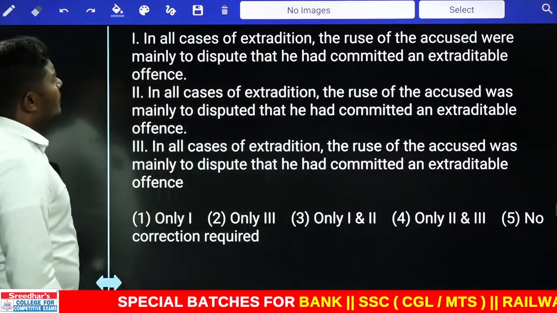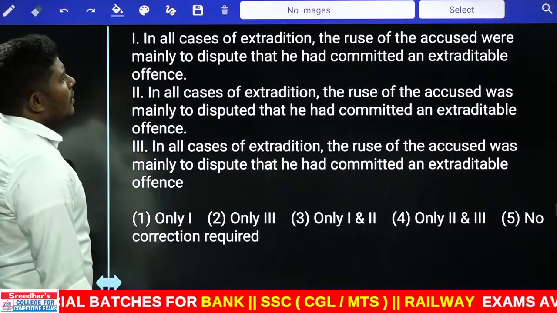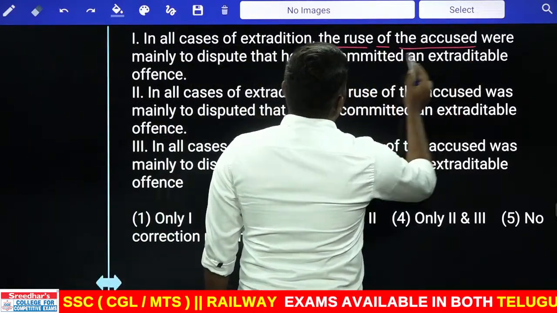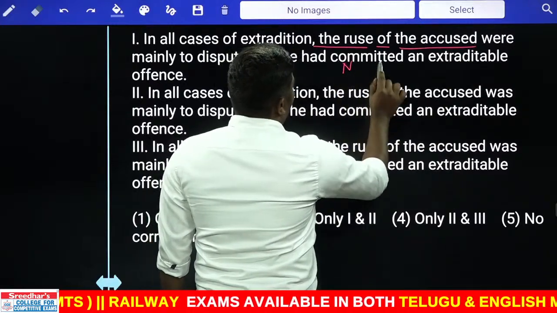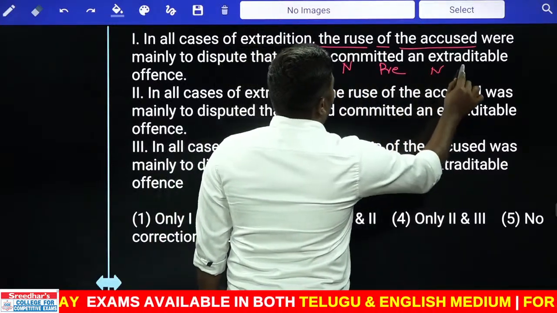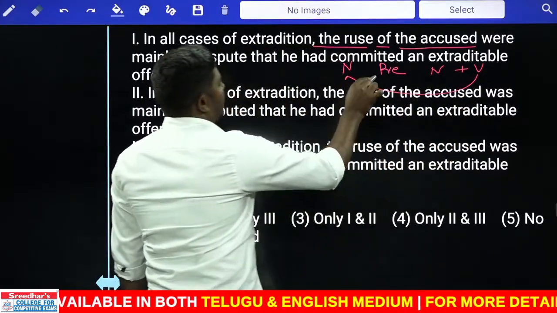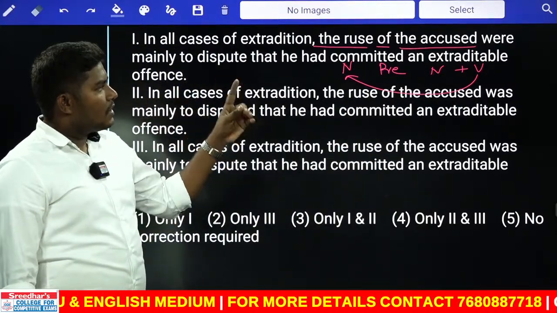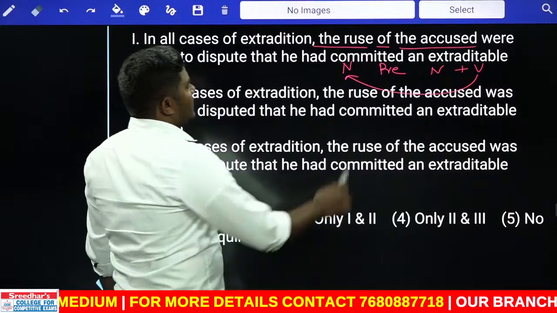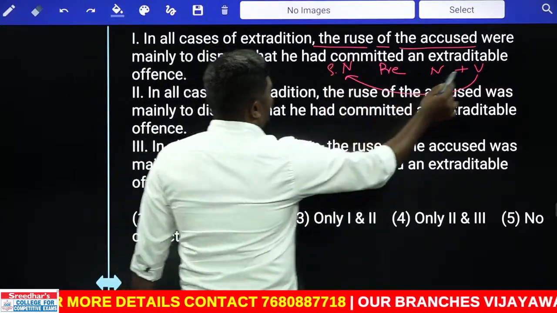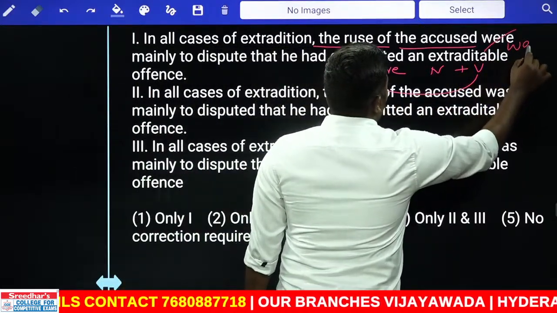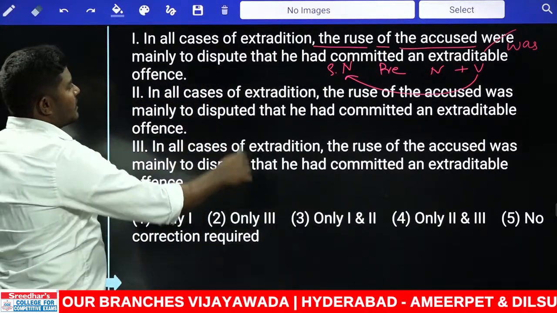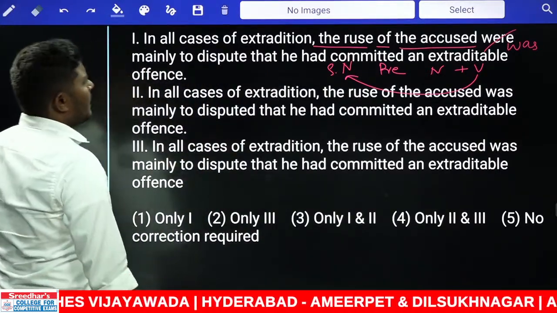In all cases of extradition, the ruse of the accused were, look at this, the ruse of the accused. The ruse is noun number 1, of is a preposition, the accused is noun number 2. That is the rule of NPN. In the case of NPN, the verb should agree with the first one. Now what is the first one? We have ruse, which is a singular noun. So the verb should be was, not were. First one is eliminated.